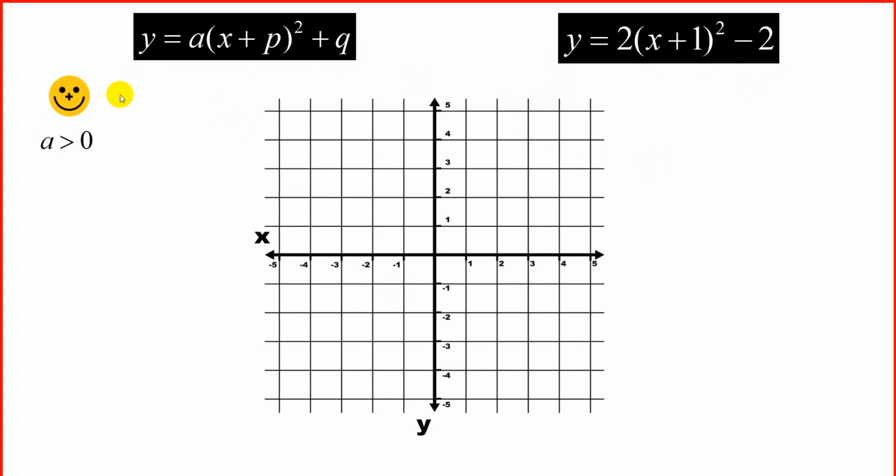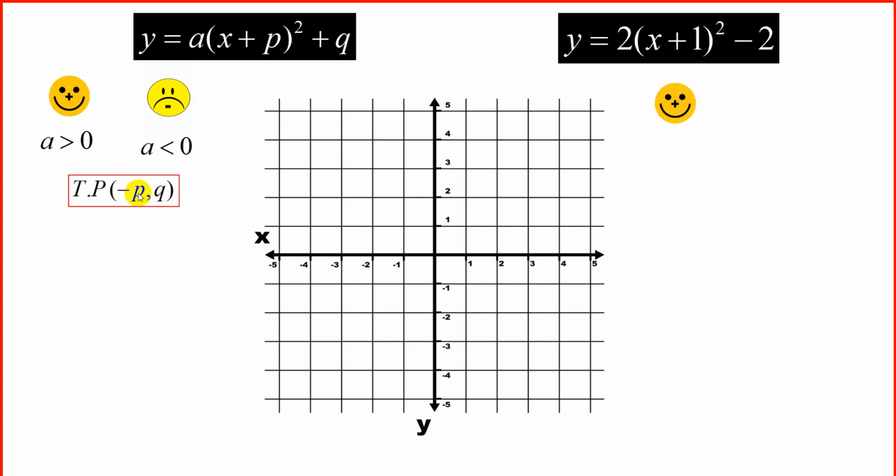Firstly, we need to examine the value of a. And if a is positive, if it's greater than 0, we're going to have a happy parabola, a happy face. If a is negative, we're going to have a sad parabola, a sad face. Remember, when we're positive, we're happy. When we're negative, we're sad. So looking at our example here, the value of a is 2, which is positive. So we're going to have a happy parabola.